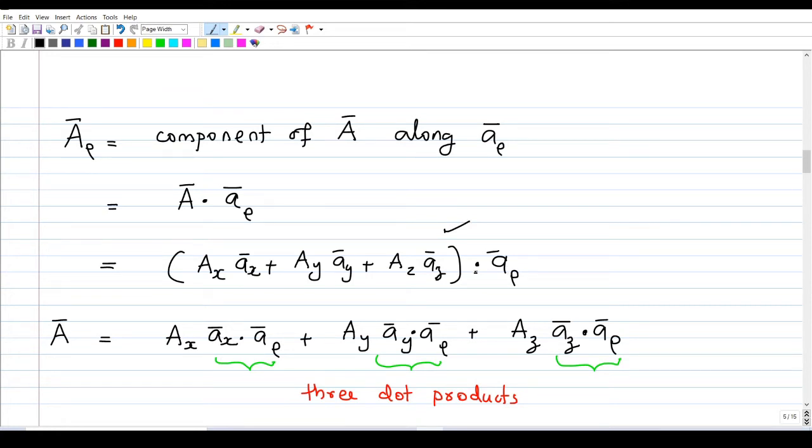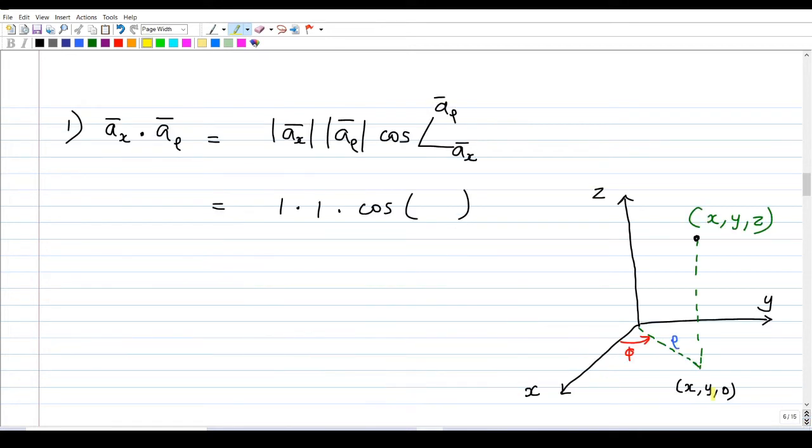Now we can take the dot product. We can open the bracket and take the dot product. So it will look like Ax multiplied by ax dot a rho, then Ay multiplied by ay dot a rho, then Az multiplied by az dot a rho. So we need to compute these three dot products. So let us do it one by one. So first dot product is ax dot a rho.